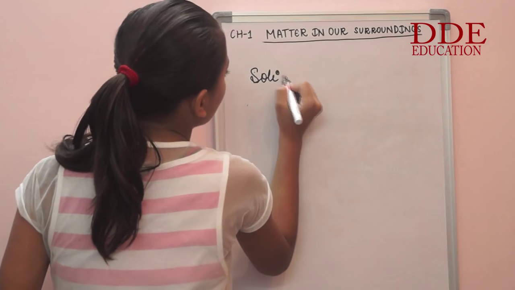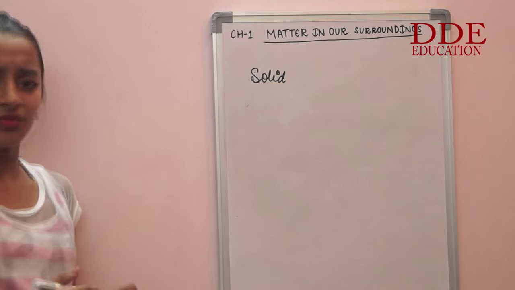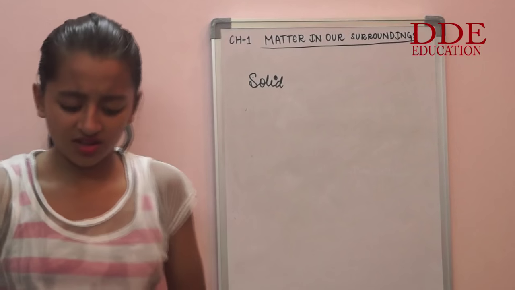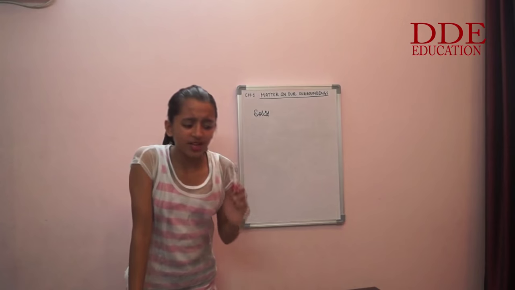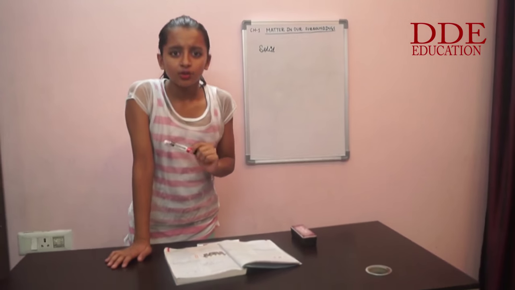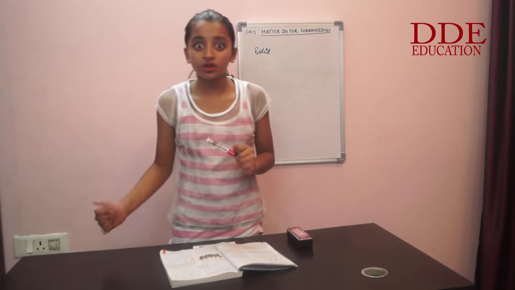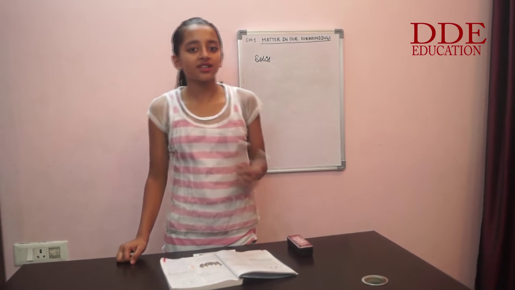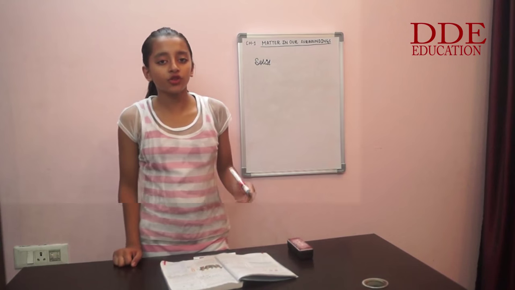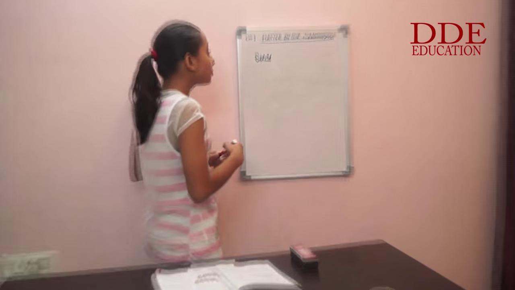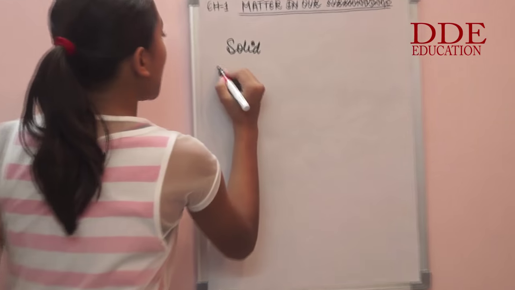First, let us gather some information about solids. What is solid? This table is solid. This pen is solid. I am solid. But is the water solid? No, it's liquid. So let's start up with the properties of solids. The first property of solid is that they have fixed shape.